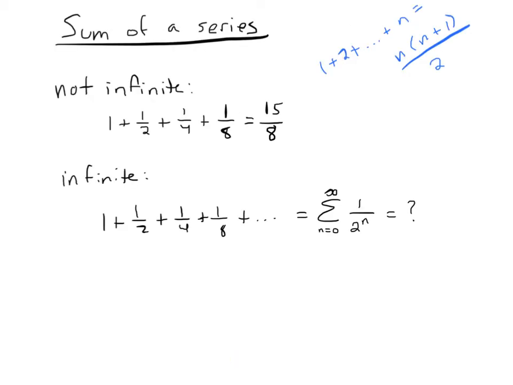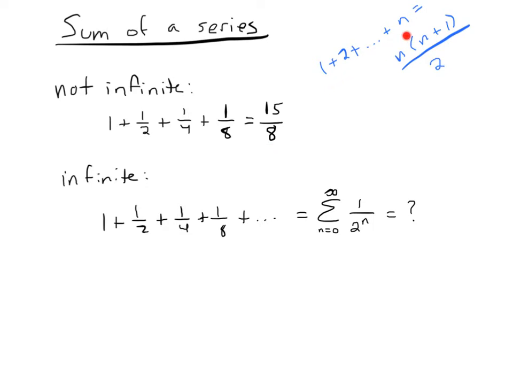The next important thing about an infinite series is that sometimes they have a sum. So first, if we look at a not infinite series, this one only has 4 terms in it, so it goes from n equals 1 to n equals 4. And then we can add that together pretty easily. You can type it in your calculator, you can do fractions by hand, whatever, and you get 15/8.